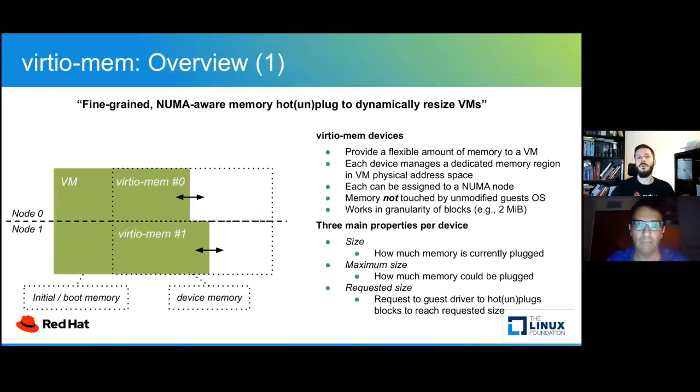Now, let's talk about virtio-mem. Virtio-mem can be summarized as a fine-grained, NUMA-aware memory hot unplug mechanism to dynamically resize virtual machines. And the idea is actually pretty simple. If you take a look at the memory your virtual machine has available, then you usually have some kind of initial or boot memory, and you can extend that memory using various mechanisms. For example, you could use DIMMs to add more memory to your virtual machine, or remove DIMMs again by hot unplugging them. But DIMMs have their own set of issues that I'm not going to go into detail here.